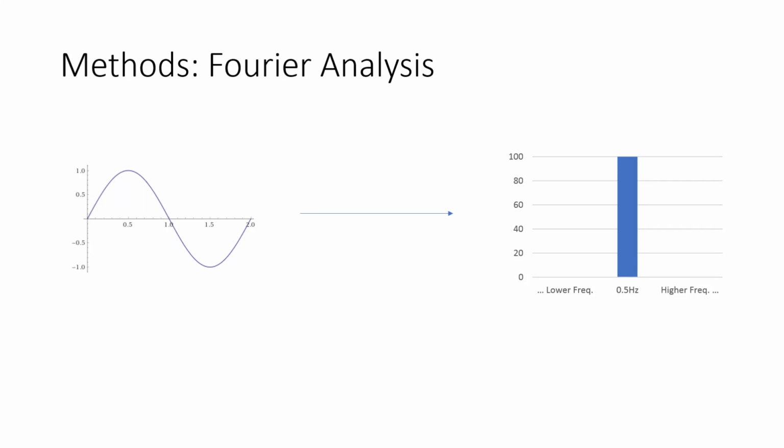Now, if you're not familiar with Fourier analysis, it's pretty simple. Feed in a signal, like on the left, and it spits out an array of values that are intensities of frequencies present in that signal, like on the right.